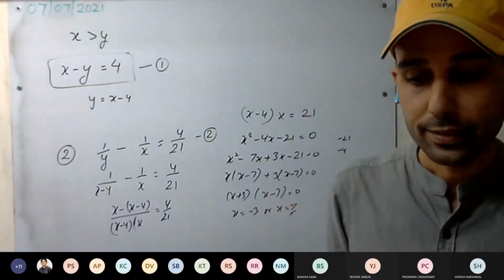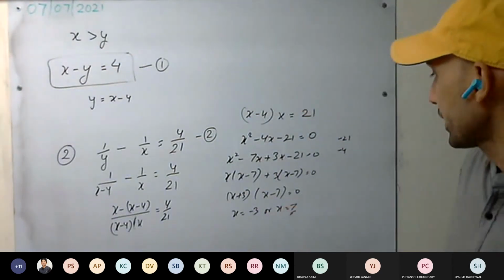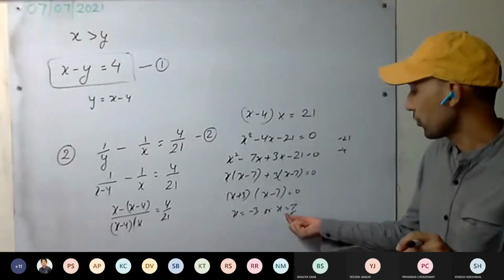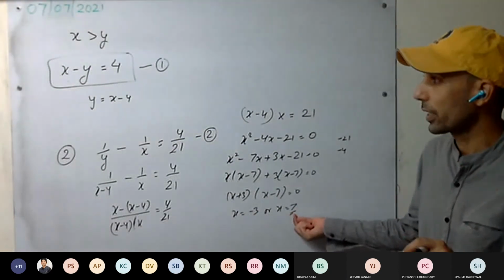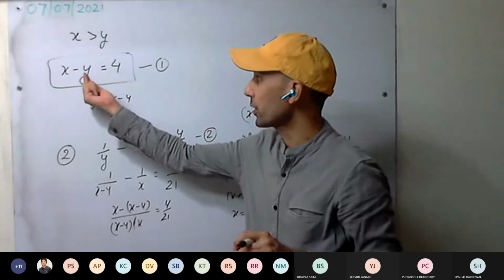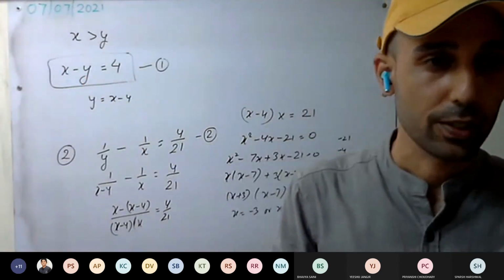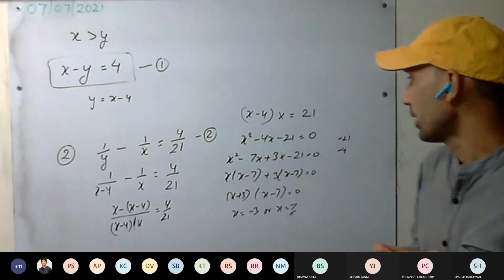Since x cannot be negative, since it's given in the equation that x and y have to be positive, therefore x equal to 7. Put x equal to 7 here, and you will get y equal to 3. That is one way. Have you understood this one?